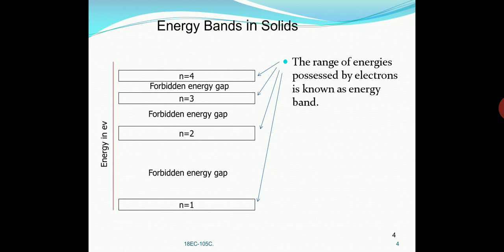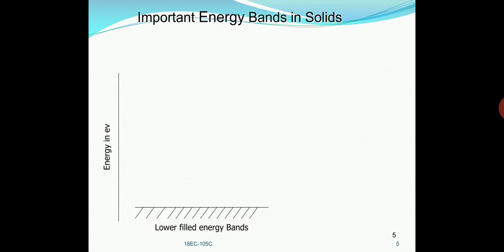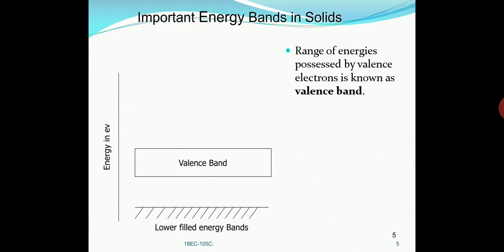So you can see there are different levels having different energy band levels. The energy bands are separated by an energy gap, which is often known as the forbidden energy gap. The important energy bands in the solids are like this. We can see there are lower filled energy bands as a reference. Then we have a valence band.